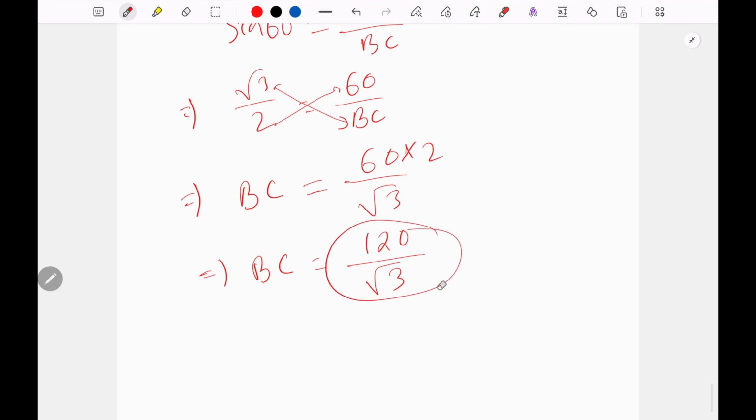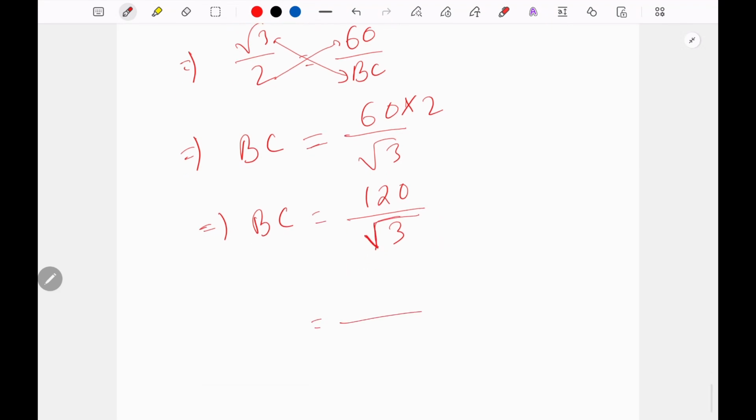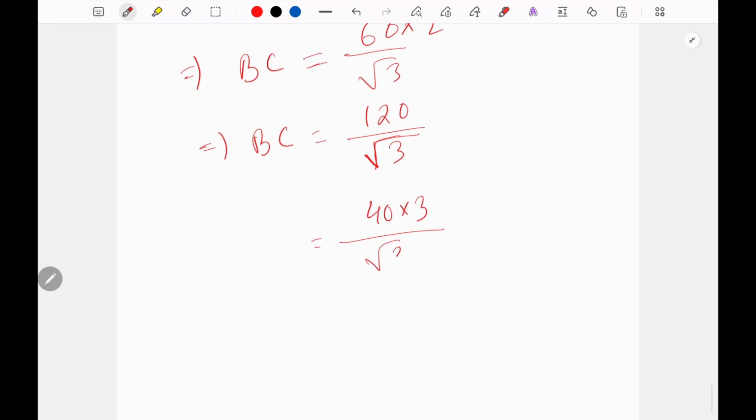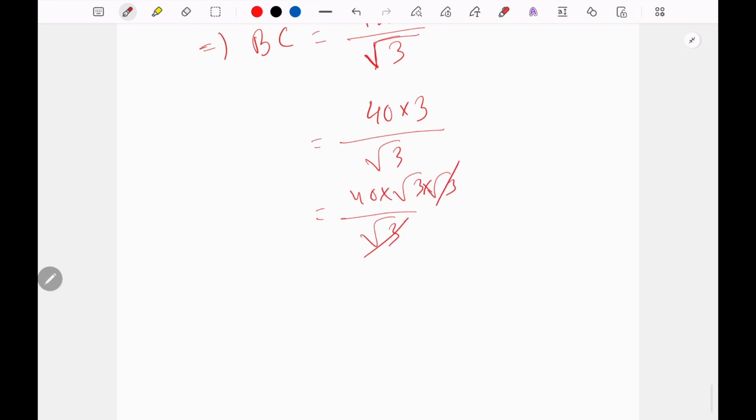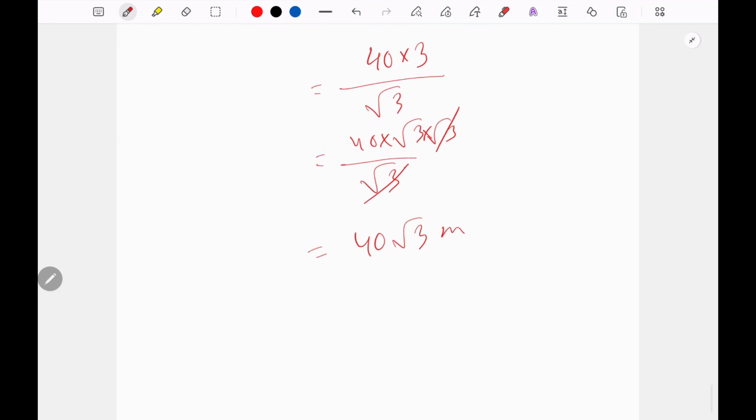Now we can simplify this. Since root 3 is in the denominator, we will cancel it. We can write 120 as 40 into 3 divided by root 3. Now this 3 we can write as root 3 into root 3, divided by root 3. So we can cancel root 3 with root 3, and the final answer is 40 root 3 meter.